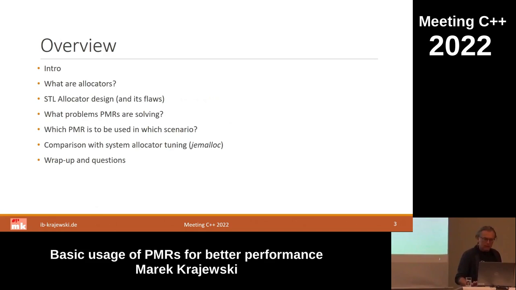So what's in this talk? First, an intro, what we are doing now. Then we'll have a quick look at allocators, then at the allocator support in STL, then at these ominous PMRs. Nobody knows what it is. Then how can we use them? Then I will digress a little to system allocator themes, and then it will be question time and a short summary.